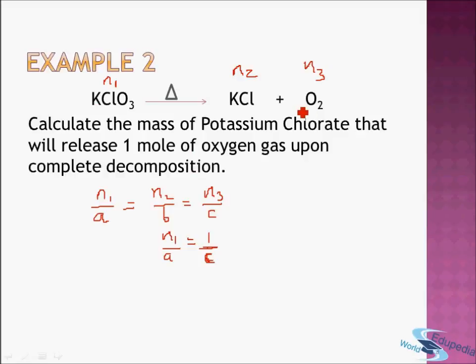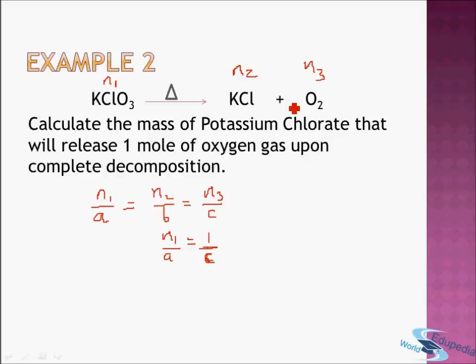They are not 1, 1 and 1. The stoichiometric coefficients here, that is the values of A, B and C, are not 1, 1 and 1. Why? A, B and C represent stoichiometric coefficients in a balanced chemical reaction, and this reaction which has been given to you is not balanced.